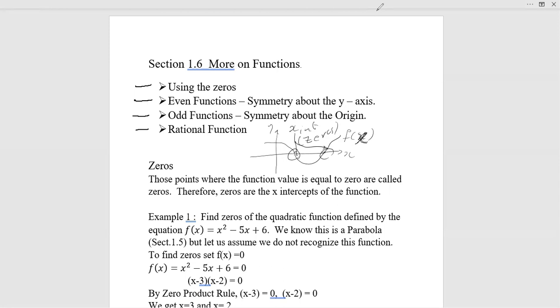Let's do this example 1. Find zeros of the quadratic function defined by the equation f(x) equals x squared minus 5x plus 6. We know this. We're going to find zeros of this. We already know this shape.